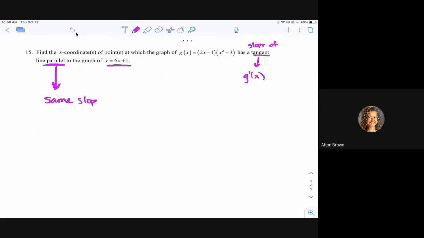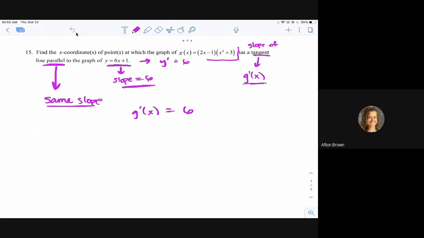What is the slope of the line that they're giving us? What's the slope? 6, right? Notice, watch how cool this is. It is also the derivative of this. What is the derivative of that line? 6, right? So the slope of a tangent line, you could just take the derivative of the line, but it's just the number. So we need those two things. If we want the same slope, we need them to equal each other. So we want g prime to equal 6.